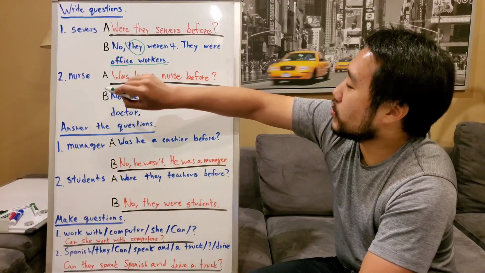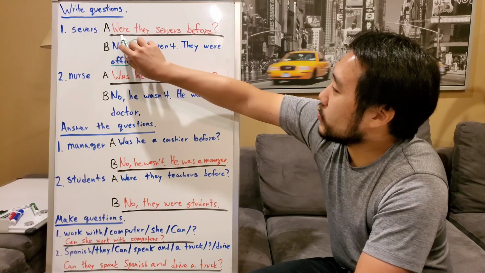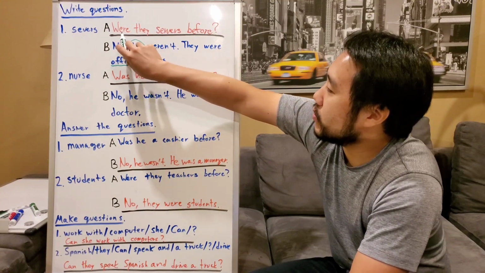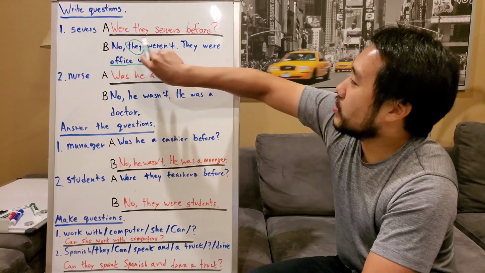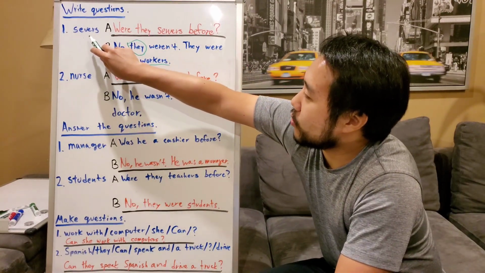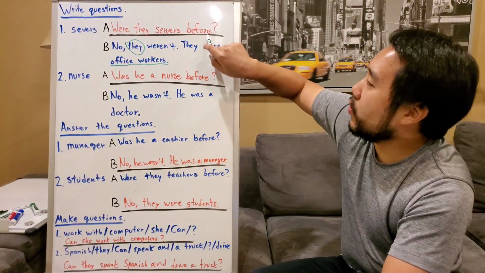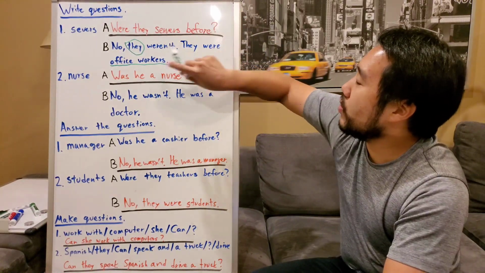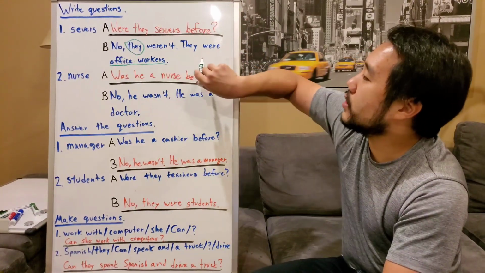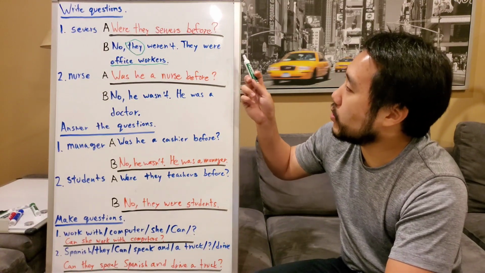So this is the question that we make. So the subject is going to be the same, and then, because this is plural, we have to use the word were instead of was. So were they, and then we have to ask this particular occupation. So were they servers before? Before means also past. Were they servers before? No, they weren't. They were office workers. So that would be the correct question.